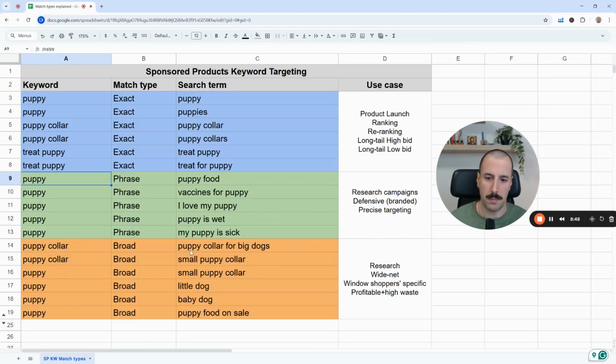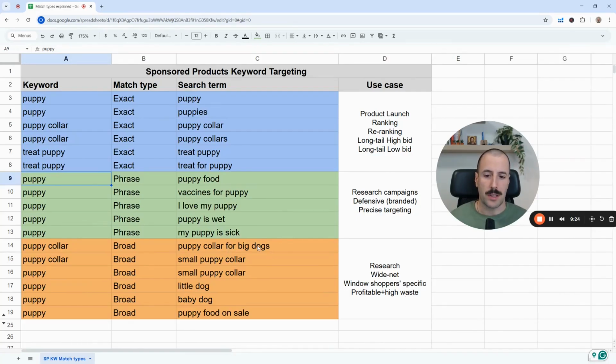So puppy collar can be puppy collar for big dogs, or small puppy collar. Puppy in broad can be little dog, puppy can be baby dog, puppy in broad can be puppy food on sale, and thousands, if not tens of thousands, of combinations. So broad match as a single word is a big no-no unless you know what you're doing and you have a system to eliminate waste and additional stress on your PPC manager.